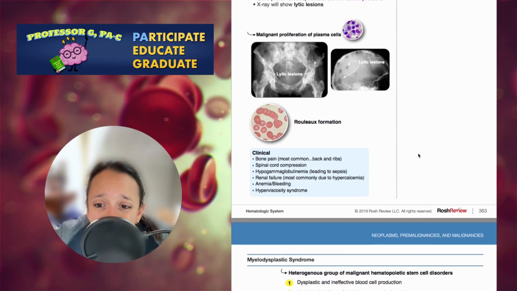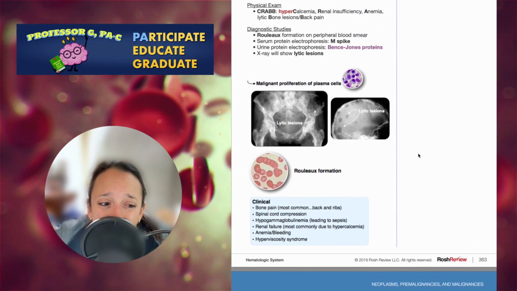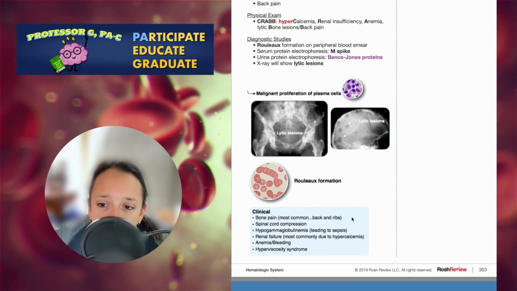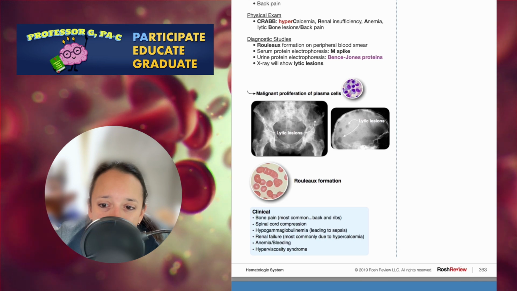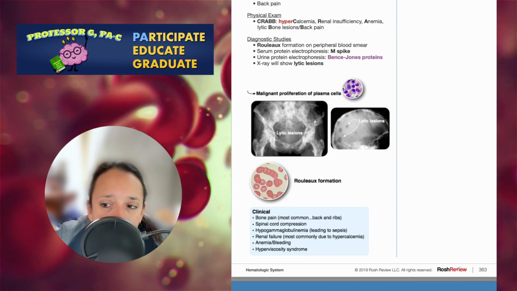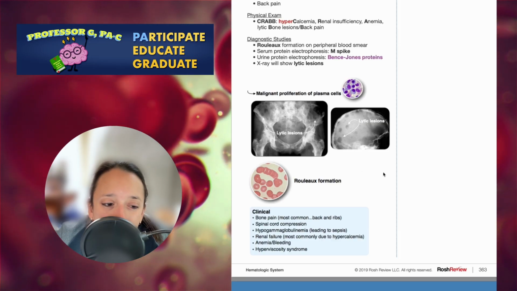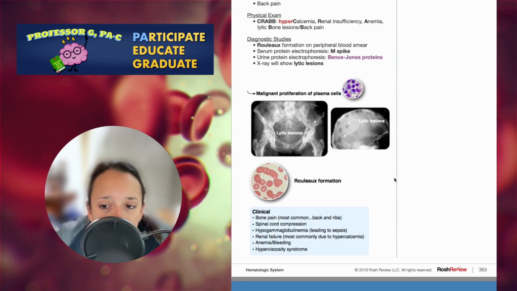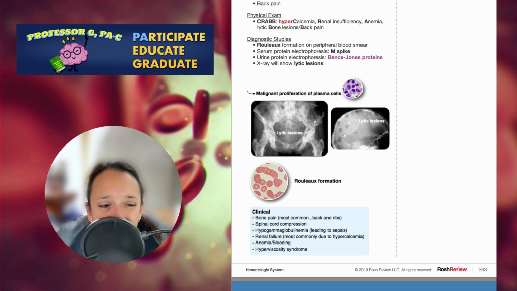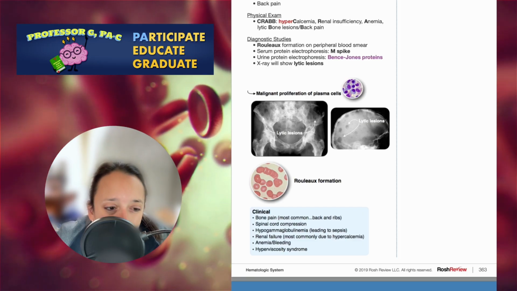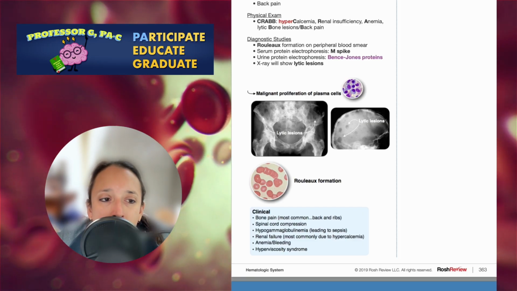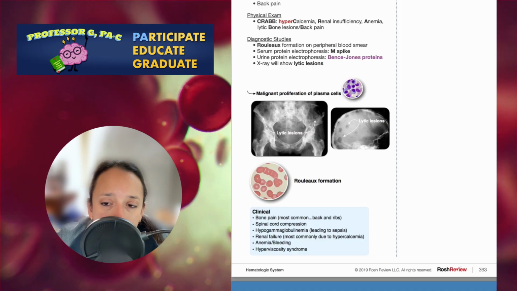Okay, as far as clinically speaking, we already talked about bone pain being the most common. Treatment's really going to include immunomodulators, and that's really how we're going to treat that. And then as far as prognosis, multiple myeloma is really incurable, but highly treatable. And so many patients achieve long-term remission on these.